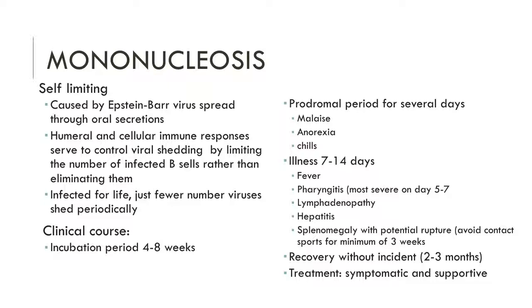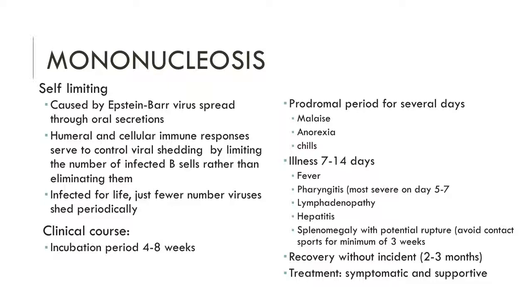So let's talk about some of these diseases that are related to the white blood cells. Mononucleosis is a self-limiting disease. It's caused by the Epstein-Barr virus, and it's spread through oral secretions, hence why it's often known as the kissing disease. Humoral and cellular immune responses serve to control viral shedding by limiting the number of infected B cells rather than eliminating them.